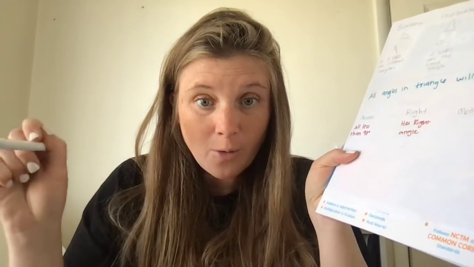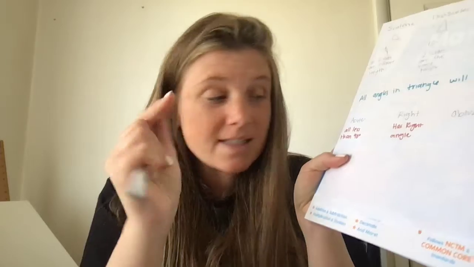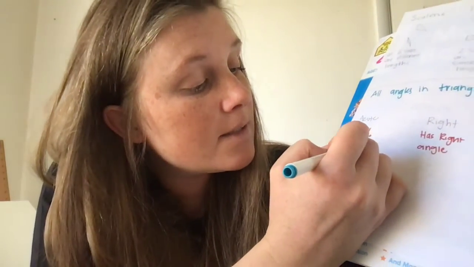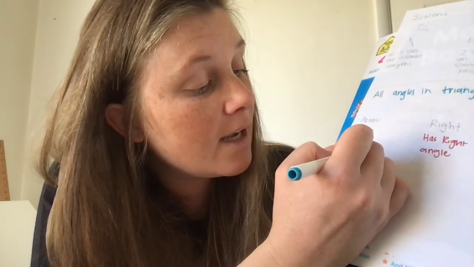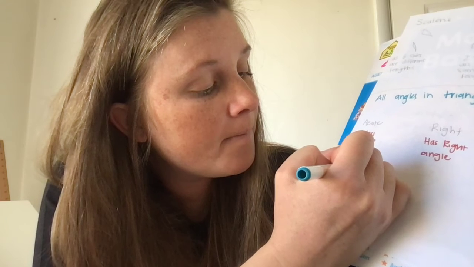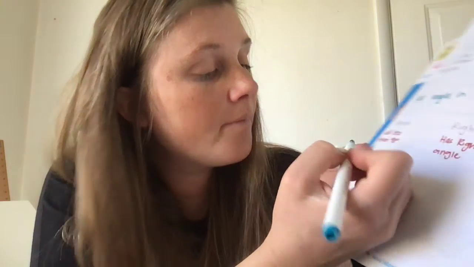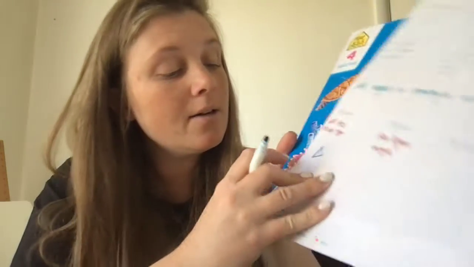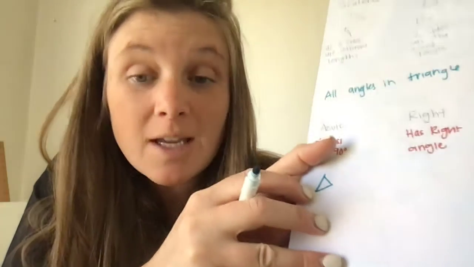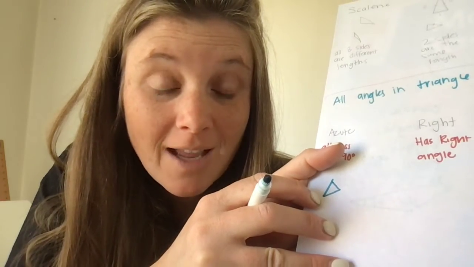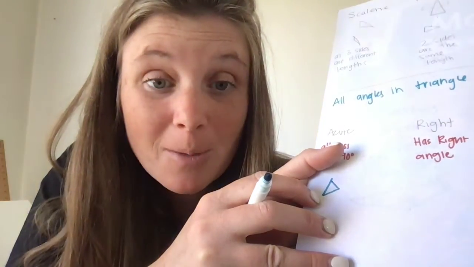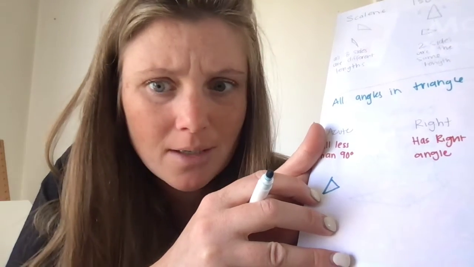Can we try to draw that? So it can't have a right angle. It's got to be less than that, smaller than that. Let's see. It's kind of tricky, but we can do it. So are those all less than 90 degrees? Maybe. We could get our protractor out and measure it. If you want to get a protractor out and do it, do it.